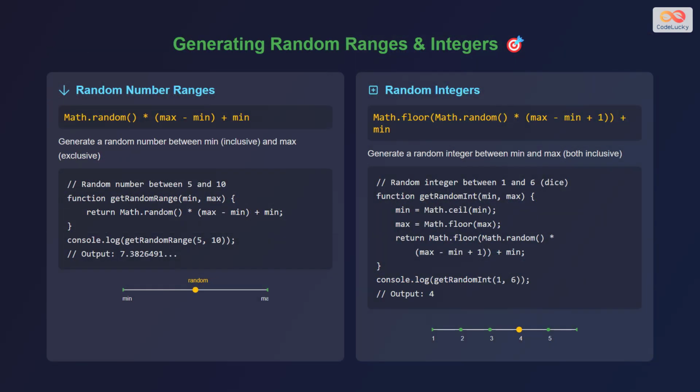Often, we need random numbers within a specific range, not just between 0 and 1. To generate a random number between a minimum and maximum value, we can use the formula Math.random multiplied by the difference between maximum and minimum, plus the minimum value. This will generate a random floating point number between the minimum, inclusive, and the maximum, exclusive. To generate a random integer between a minimum and maximum value, both inclusive, you can use the formula Math.floor(Math.random multiplied by the difference between maximum and minimum plus 1) plus the minimum value. Here we use the Math.floor function to round down to the nearest integer.